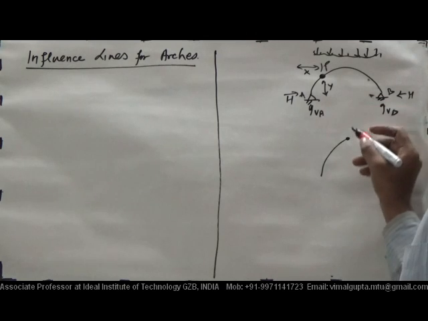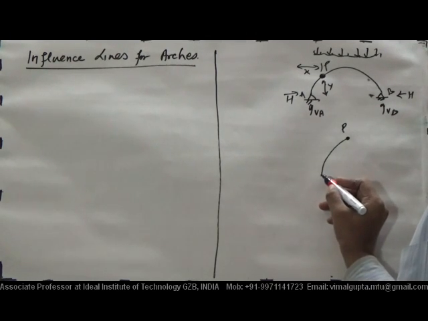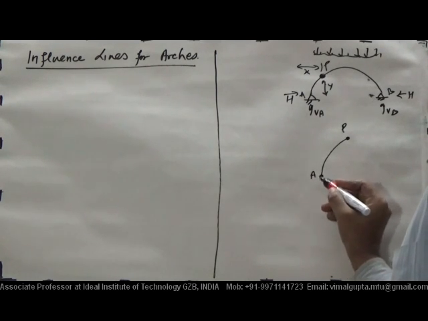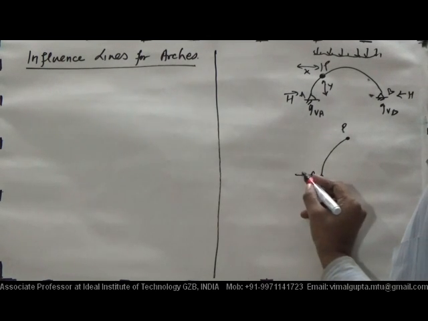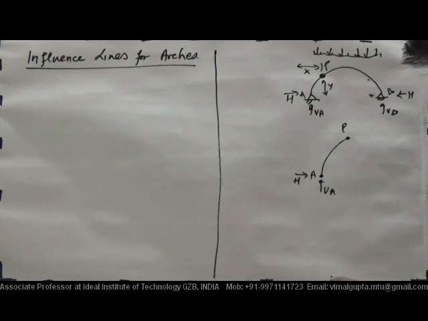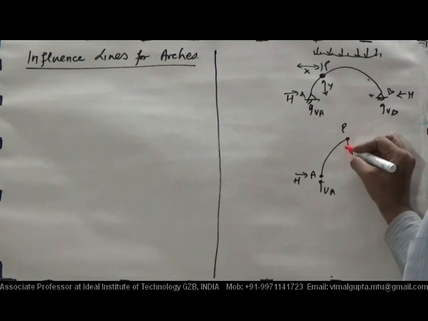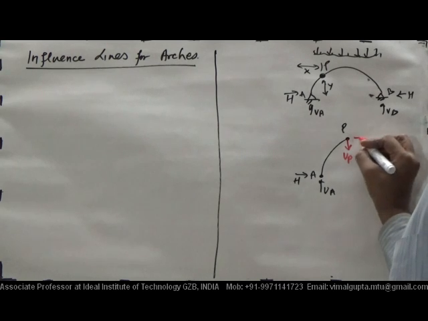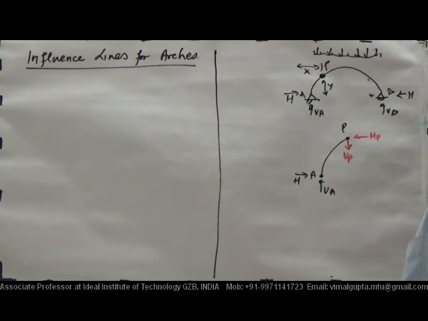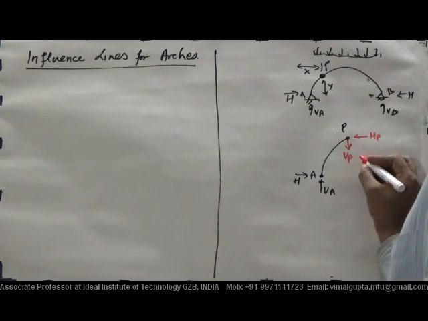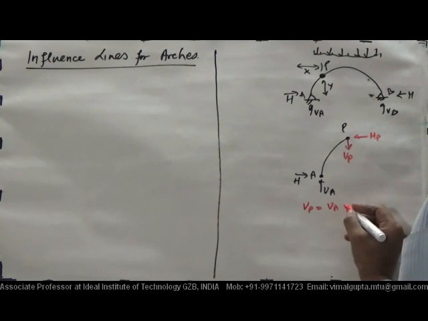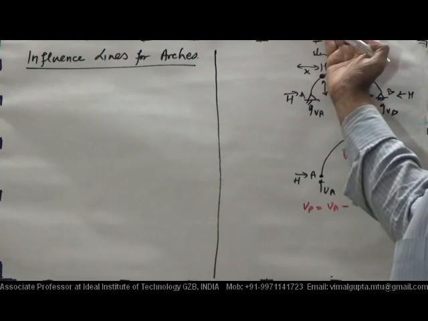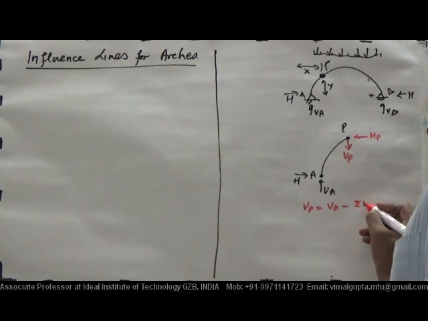If I make the free body diagram of this AP segment, at A there is a vertical force VA and horizontal force H, and at point P the forces acting will be vertical force VP and horizontal force HP. And the value of VP will definitely be the value of VA minus any load on that part, the summation of all forces W on the AP segment.